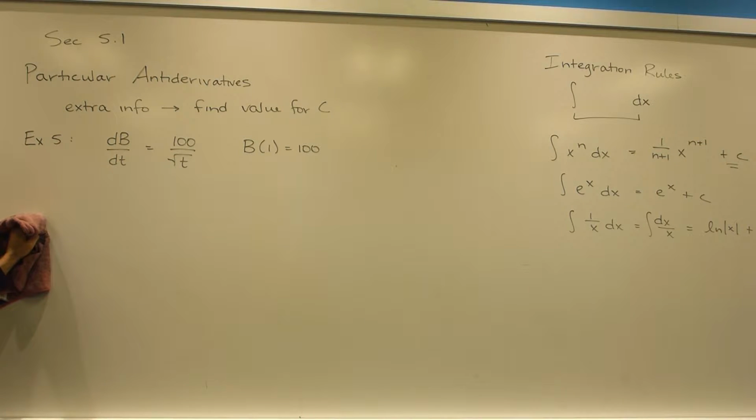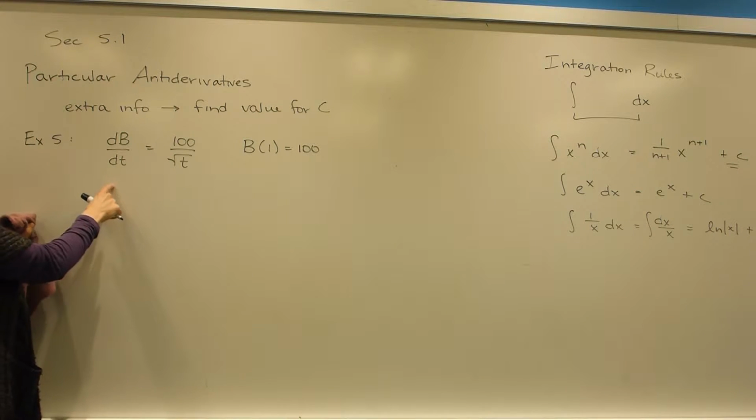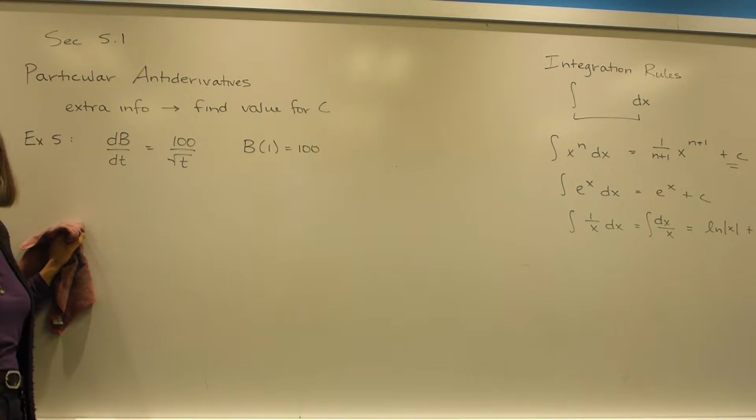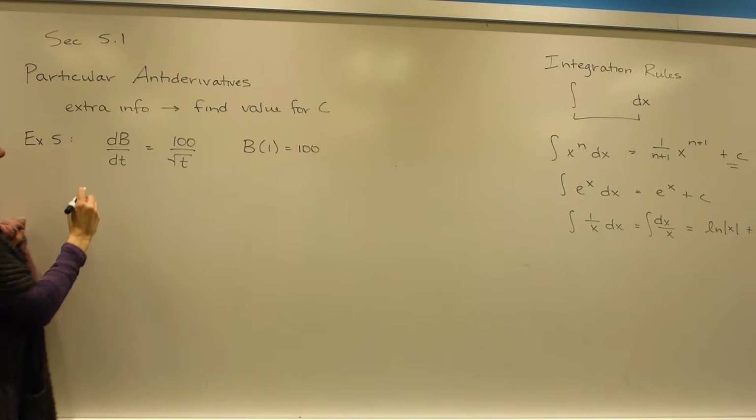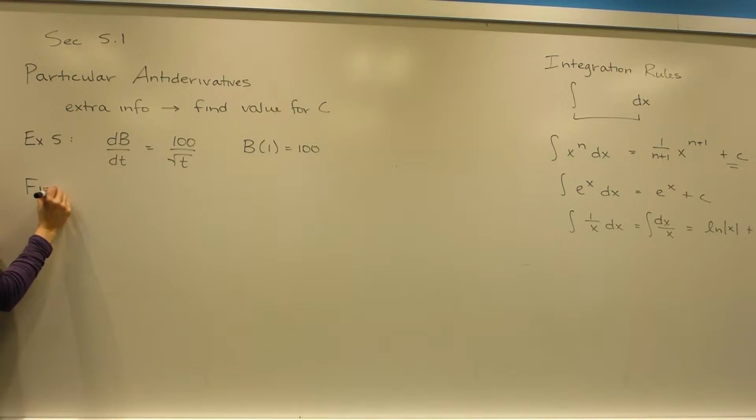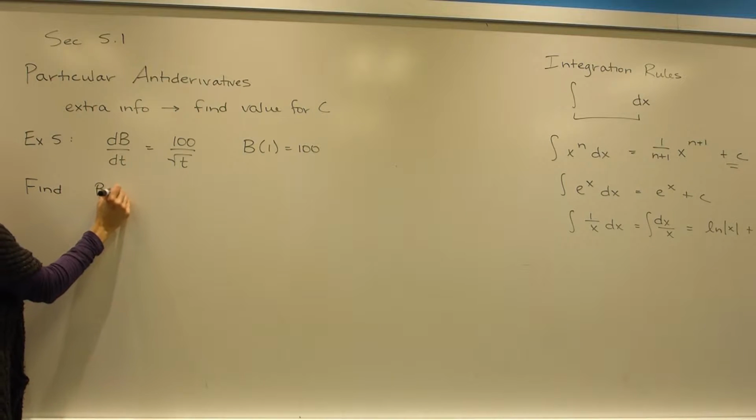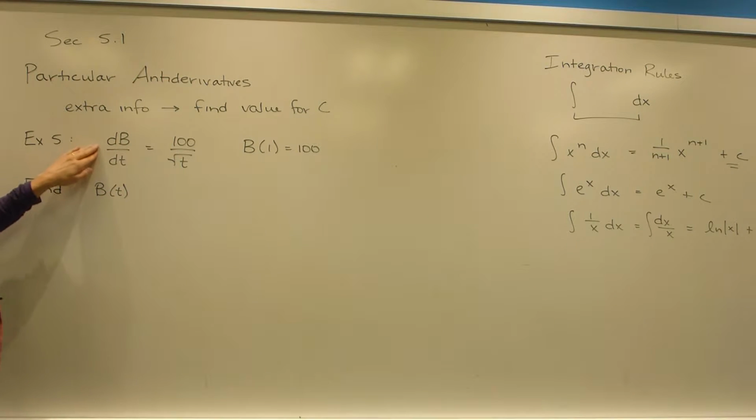So the idea is to find b. So let's think about what this is. You know the derivative. So again, focus on what you're trying to find. What are you trying to find? You're trying to find b. If I know the derivative and I want to find b, what process do I use? I want to work backwards to b, so I'm going to do the antiderivative.